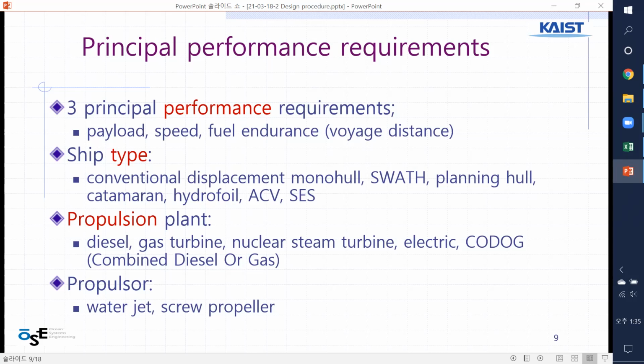And endurance, voyage distance. Those are the 3 main performances. And ship type: conventional displacement monohull, and SWATH, which is the short name of a long name. Planing hull, catamaran, hydrofoil, air cushion vehicle, surface effect ship. We'll see the next slide. And propulsion plant: diesel engine, gas turbine engine, nuclear power plant, electric ship, CODOG, combined diesel or gas, the short name of, and propulsion, the propeller, screw propeller or water jet. There are so many choices you need to make as a designer.